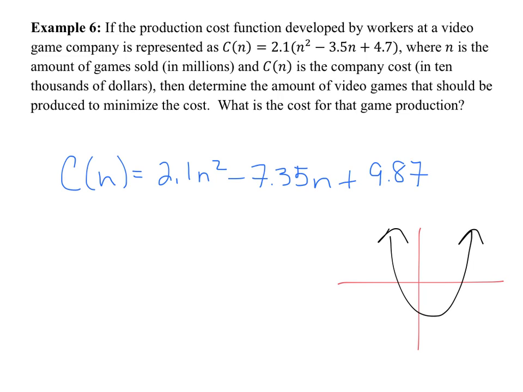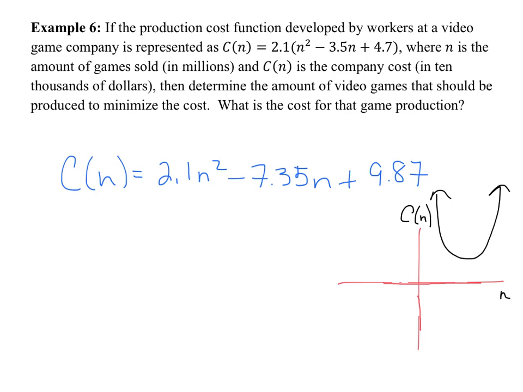Maybe it looks like that. It can't look like that. You can't have a negative vertex here because the cost can't be negative. I mean, I guess it could, but that wouldn't make sense, like you were getting money to make it and not having any cost. So let's say it looks like that. You're only going to be looking at the first quadrant because n is the number of games, c of n is the cost. Can't have a negative number of games, and you can't have a negative cost.